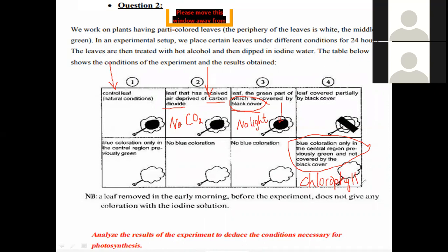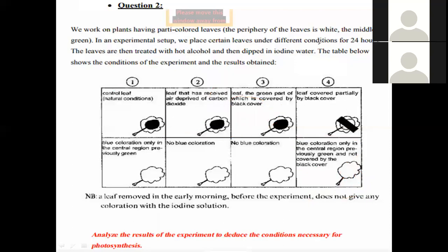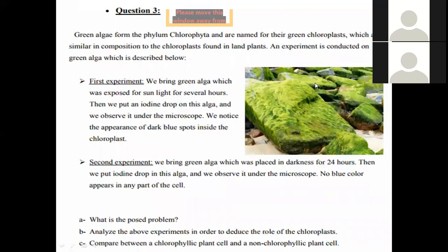So what are the conditions here? In this experiment, they are the CO2, the sunlight, and also we can talk about chlorophyll if you want. So CO2 is important, light also is important for photosynthesis, and it also needs to be green in color to make the process of photosynthesis. So moving to question number 3. Read, please.